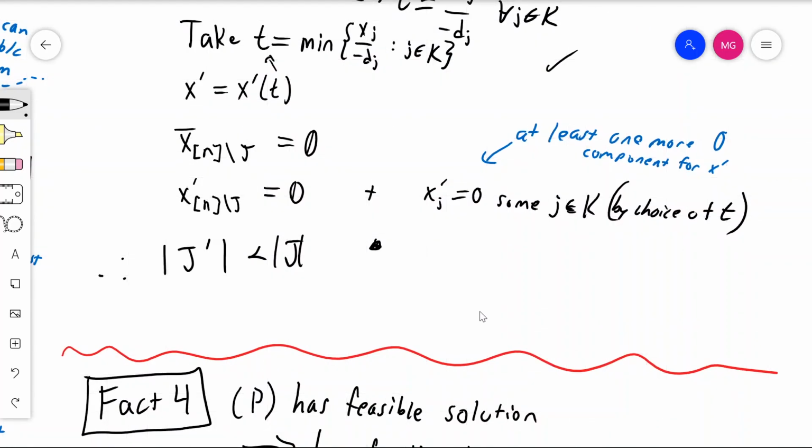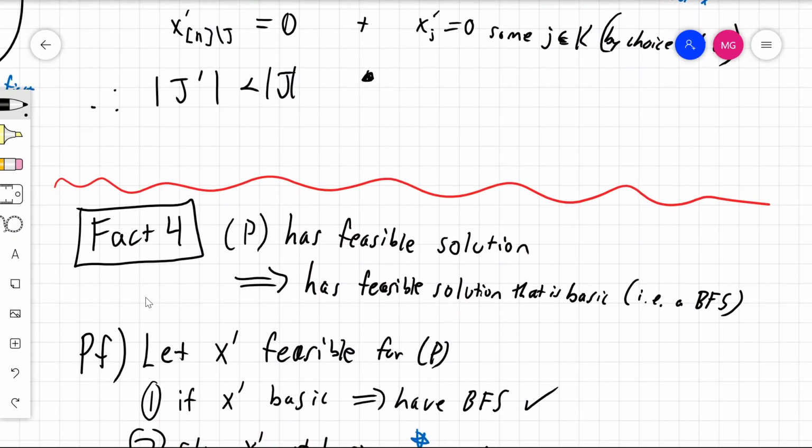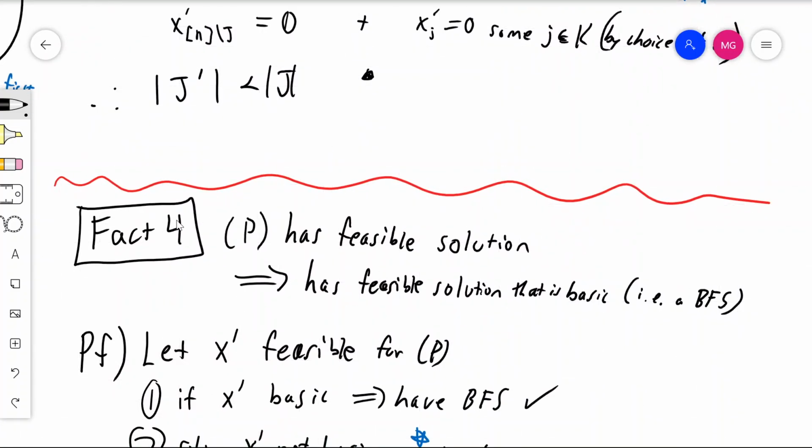Okay, and so that's what we really need then. Did I renumber this? Fact 4. I think this might have been fact 5 that we're on now. I misnumbered this possibly, but that's okay. It's just the next fact, and this is the final fact. Anyways, okay. So if our linear program P has a feasible solution, then it has a basic feasible solution. It has a feasible solution that is basic. So BFS.